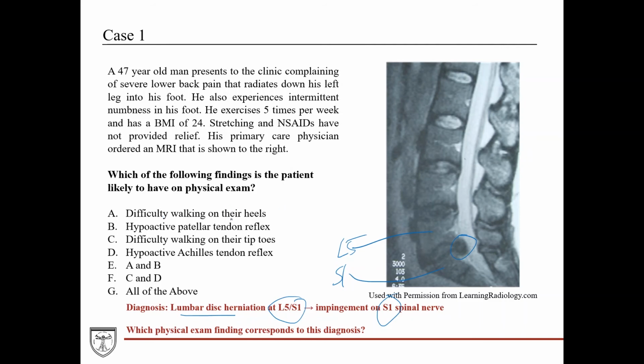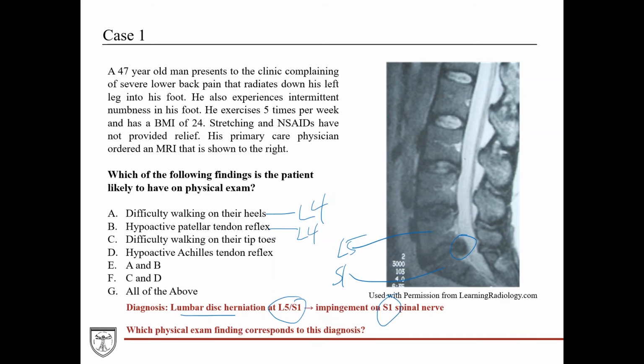So difficulty walking on their heels. So when you ask someone to walk on their heels, you're testing what? You're testing ankle dorsiflexion, because that's what enables them to keep the tip of their foot up and allows them to walk on their heels. Ankle dorsiflexion is the L4 spinal nerve. So if that's out, that corresponds to the L4 spinal nerve being impinged. Hypoactive patellar tendon reflex. This is hypoactive if the L4 spinal nerve is impinged.